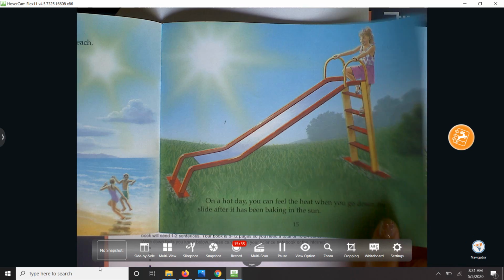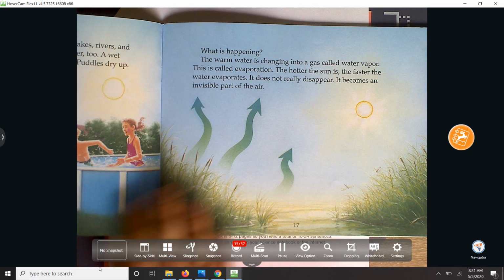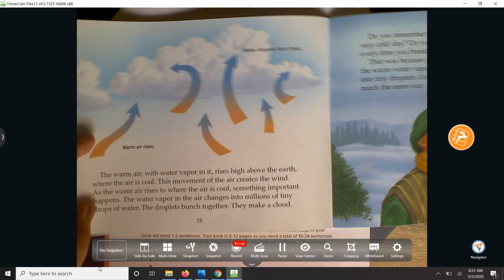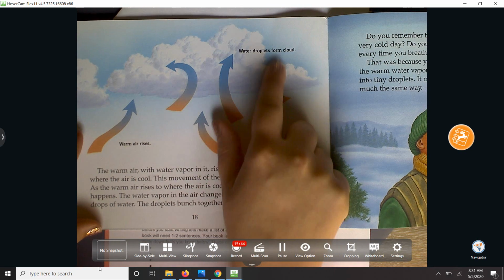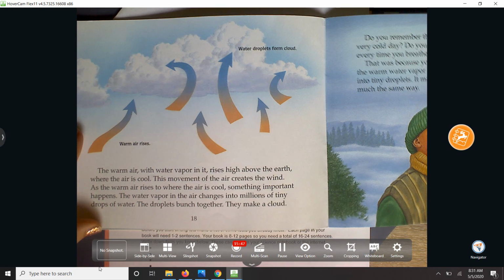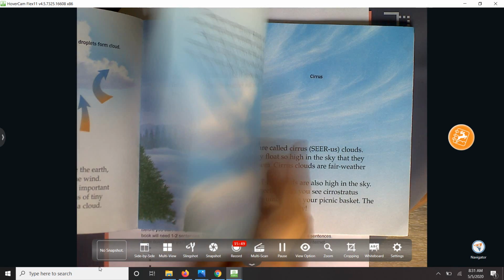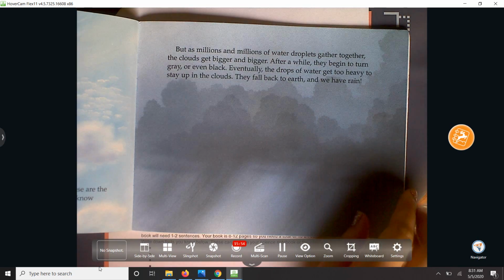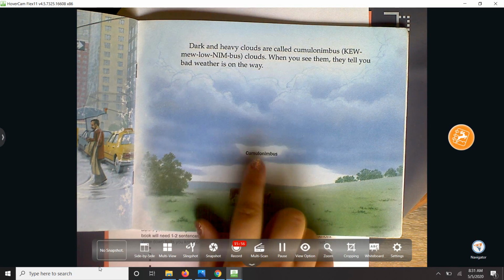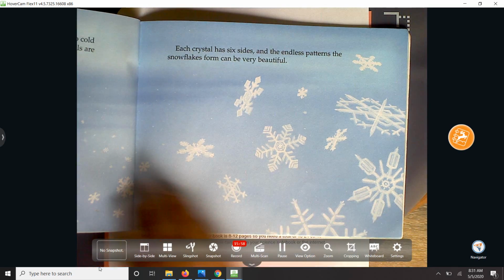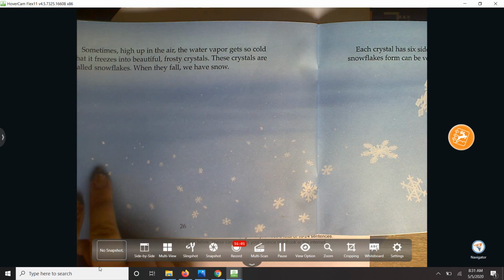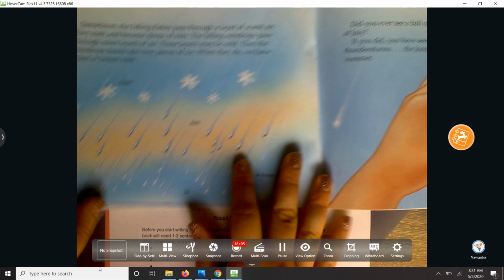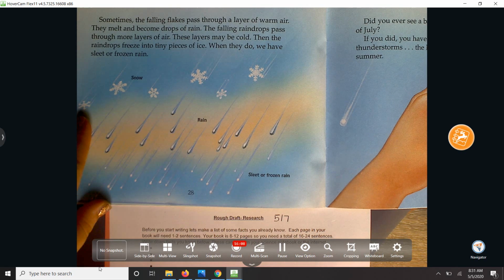Okay, hot days, you can feel heat. And then we get into some of these diagrams, okay? So it's explaining it. Things like this. So labeled pictures. Again, we have the type of cloud labeled with pictures, okay? Types of clouds. Snowflakes, you can go just tiny to zoomed in. Here's the different kinds of precipitation.